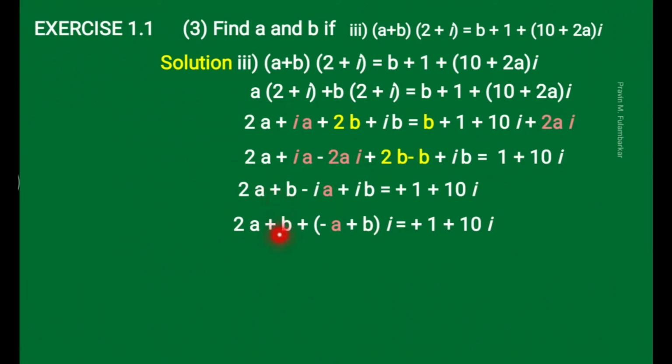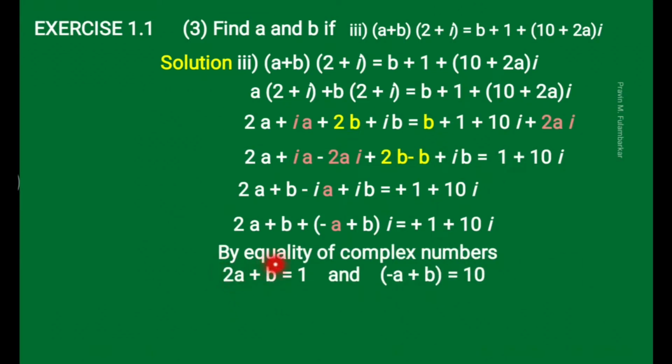Now we can equate these complex numbers, so we write by equality of complex numbers. By equality of complex numbers, this 2a plus b equals 1, and minus a plus b equals 10. So we get two equations. These equations can be solved by adding or subtracting these two simultaneous equations, or we can substitute the value of b in terms of a or the value of a in terms of b. That is your choice how to solve for the values of a and b.